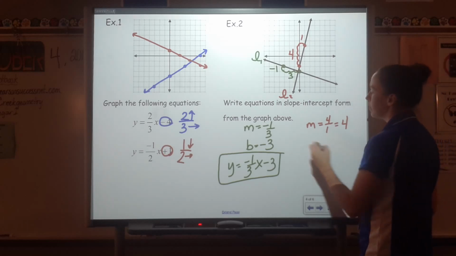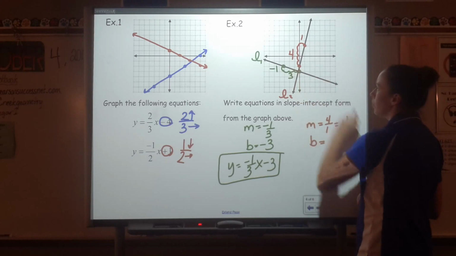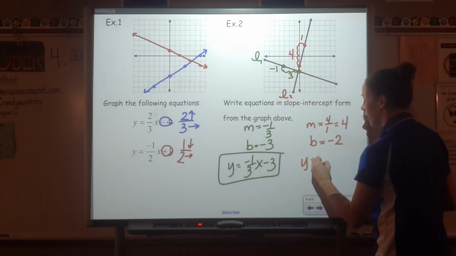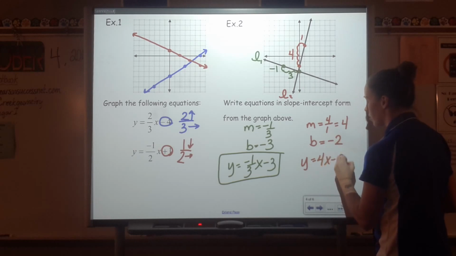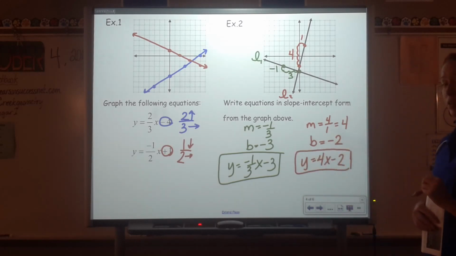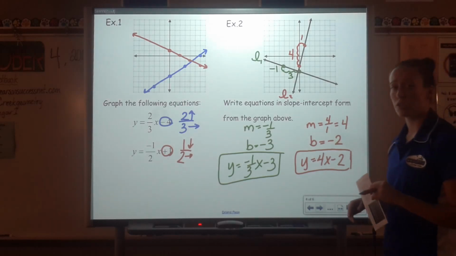Find your y-intercept. Where does this line cross the y-axis? Right there at negative 2. Writing your equation, y equals 4x minus 2. If you have any questions or concerns about this process, jot those down so you can ask your teacher tomorrow.